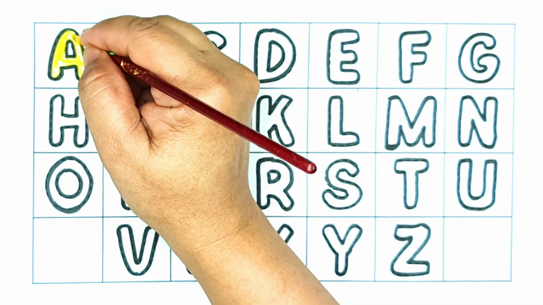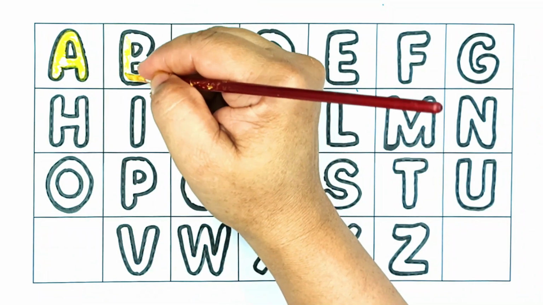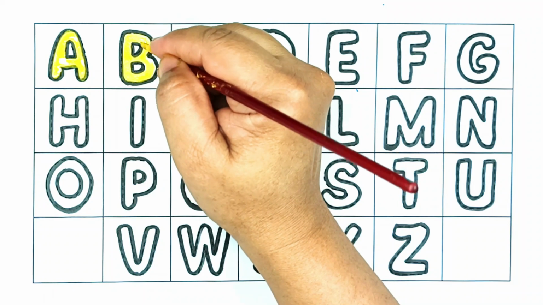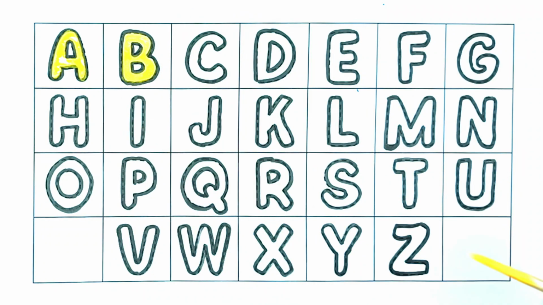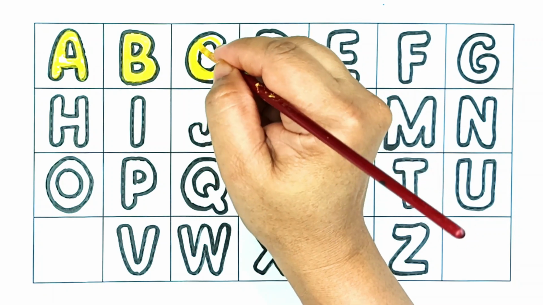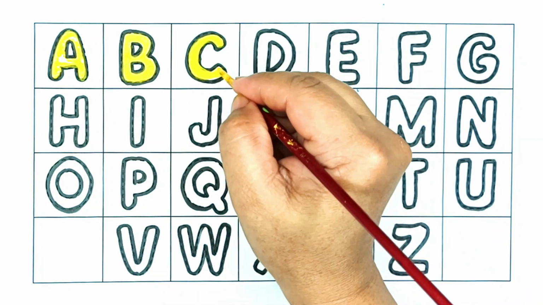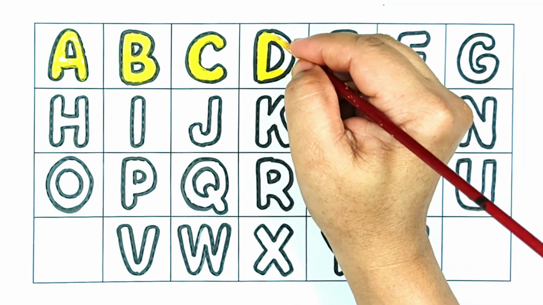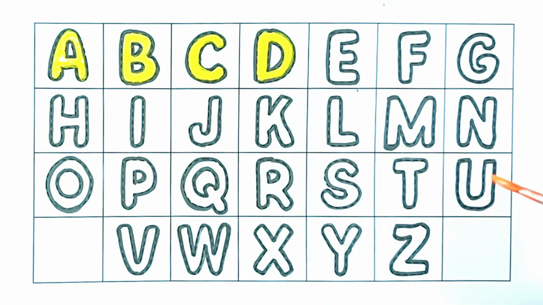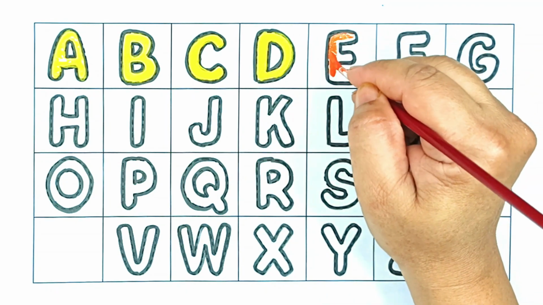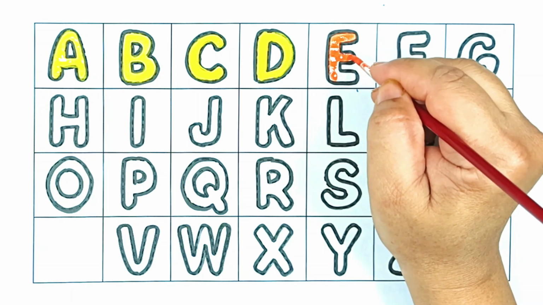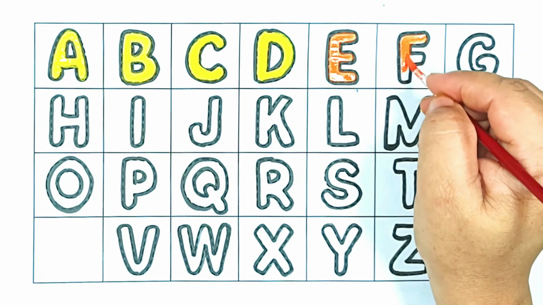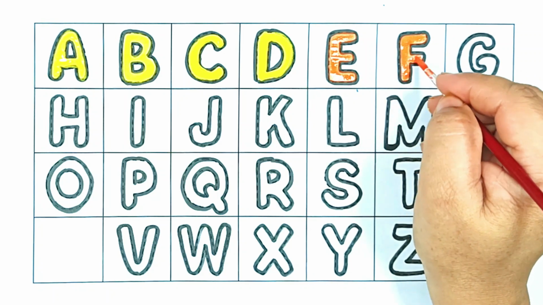A for apple, A for apple, B for ball, B for ball, C for cat, C for cat, D for doll, D for doll, E for egg, E for egg, F for frog, F for frog.